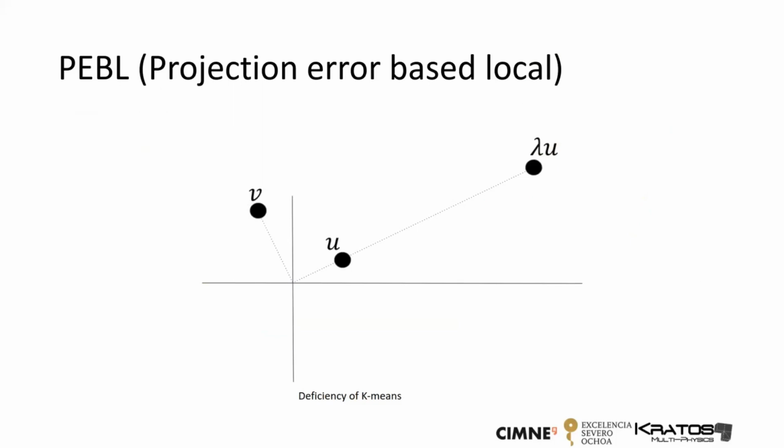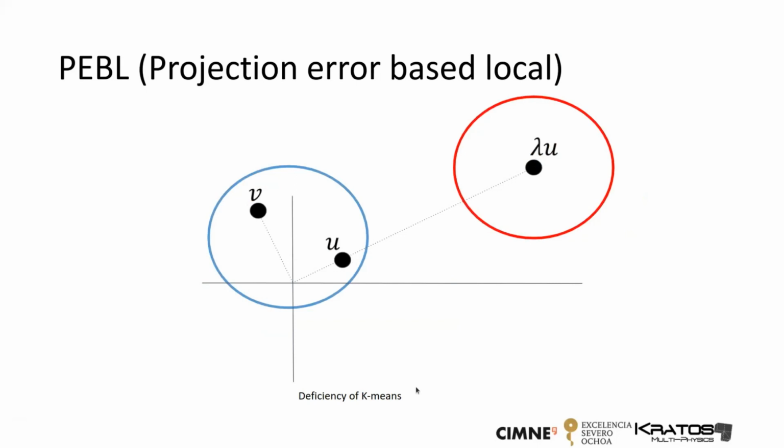And this is the projection error-based local ROM, which came because of some easy or interpretable reasons. And here I will try to explain why. If we use k-means for this example, let's say this v and u, and you have this lambda u. So you can see lambda u is nothing but a scaled version of u. So you could actually represent this in the same one-dimensional space. But if you use k-means, you will get something like this. So these will be clustered in the same one, even though they are orthogonal, and these will be separate.